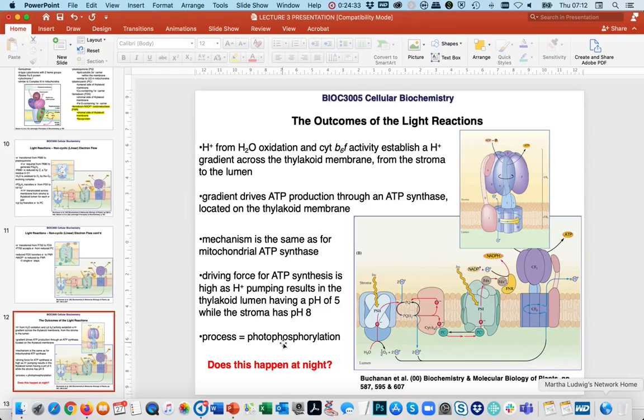So I'll leave a question with you. Does this process happen at night? Does photophosphorylation happen at night?